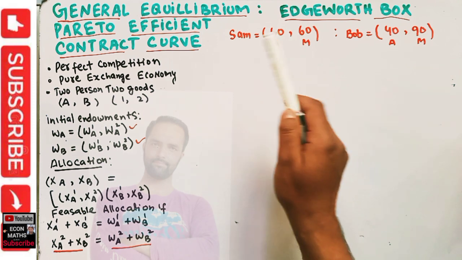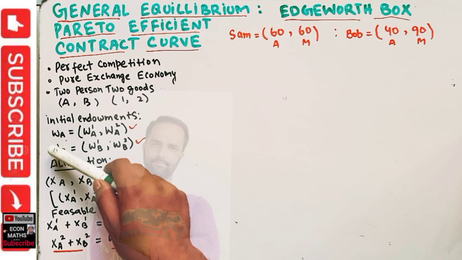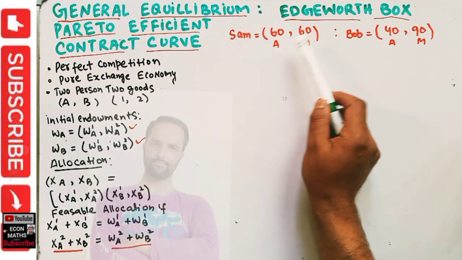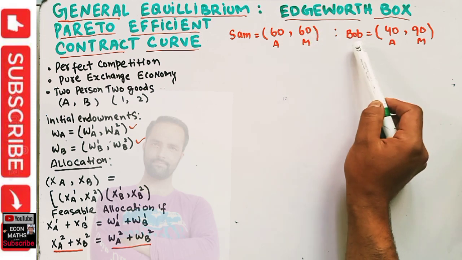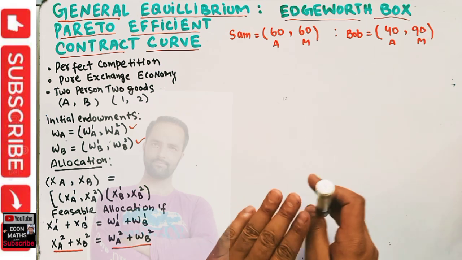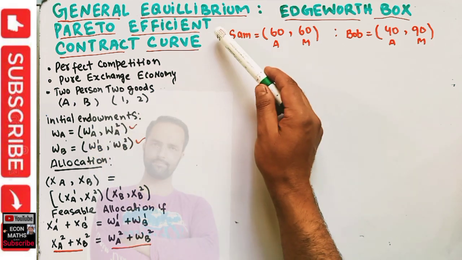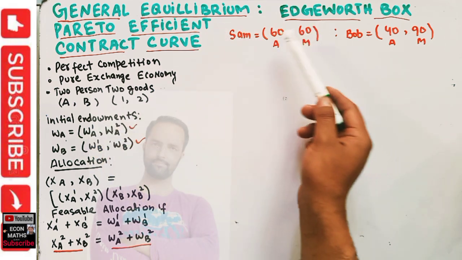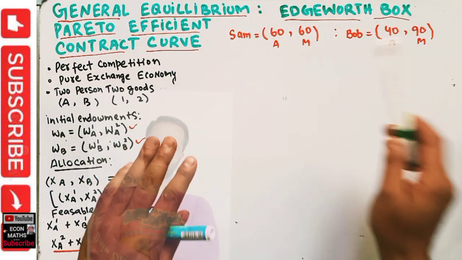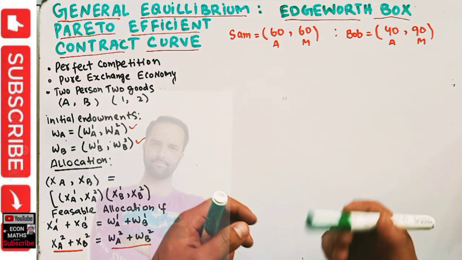Let's assume we have a person, Sam. He has initial endowments, WA and WB. He has 60 units of apples and 60 units of mangoes. Bob is another person. He has 40 units of apples and 90 units of mangoes. So WA is equal to this; similarly, we can write WA is 60 and 60. I have taken this simple example. So these are the initial endowments of person A and B.